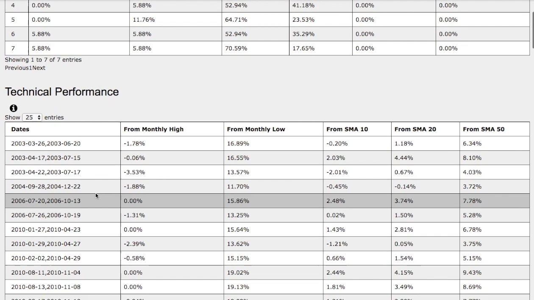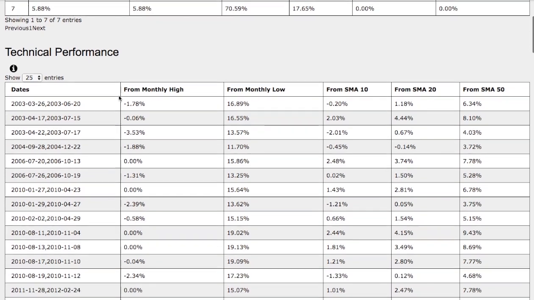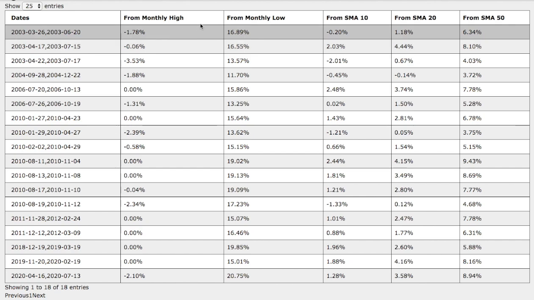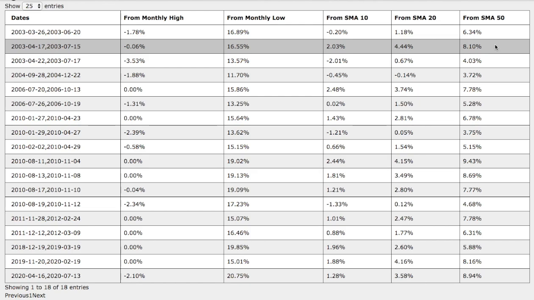If we head back to the technical performance of each trend, on the current trend, we're down 2% from monthly high, up 21% from monthly low, up 1.3% from the 10 simple moving average, up 3.6% from the 20-day simple moving average, and up 9% from the 50-day simple moving average. Compare that to the trend that we just found. There are technical similarities among the two trends: the monthly high, monthly low, 10 simple moving average, 20-day simple moving average, and 50-day simple moving average.